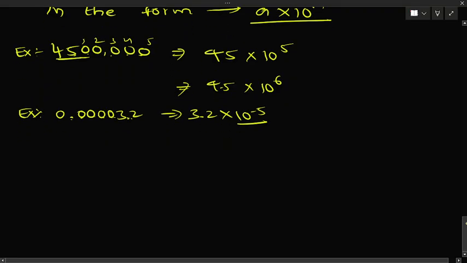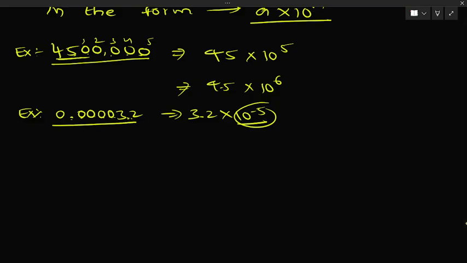Why? Because here we are writing a decimal. So here the number is represented, so there is a positive and here we get a negative value. And the next topic related to these numbers is surds.